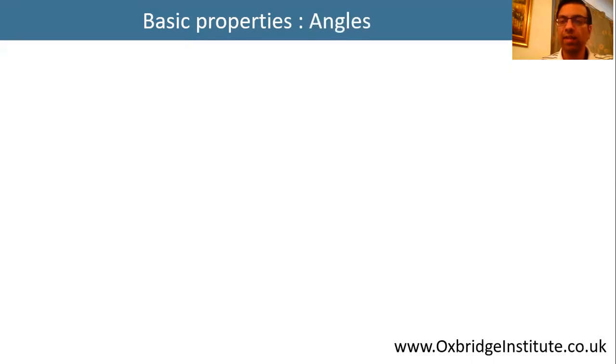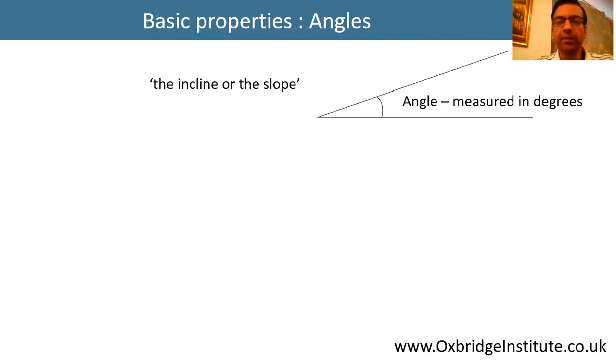Let's come on to angles. What exactly is an angle? An angle is the incline or slope between two lines. So here we have two lines and the angle measures how tilted one line is with respect to the other. There are a lot of special cases of angles and important definitions.